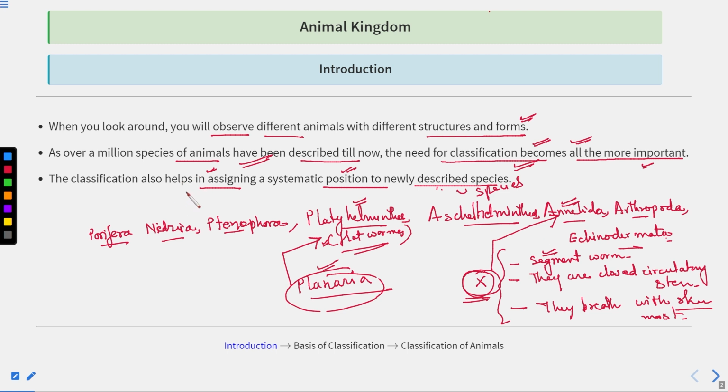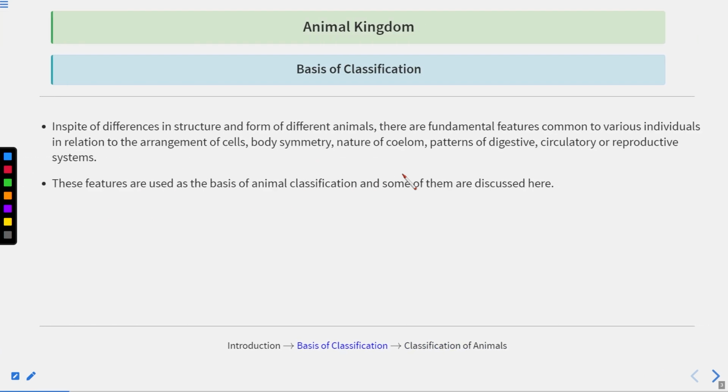In this way, when you observe an organism, you write down its characteristics, and these can be matched with the existing phyla, so you can keep that organism in that phylum. So classification also helps in assigning the systematic position to a newly described species. You can keep this new species in Annelida because its characteristics match the phylum Annelida.